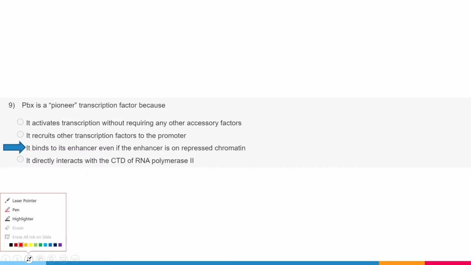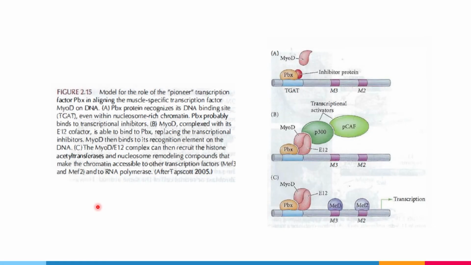So Kavya says this is okay, and anyone else wants to add anything? Advait? No, sir. Sir, but it is partially also not correct, that I have answered. It recruits other transcription factors to the promoter. So yes, you are correct that it also recruits other transcription factors, but that is something that other transcription factors such as MyoD can do also.